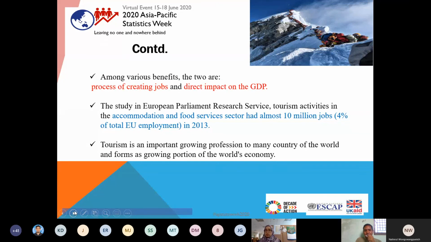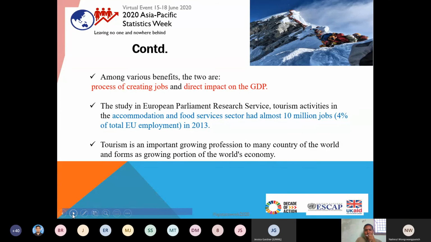The major benefits of tourism are the process of creating jobs and the direct impact on GDP. According to a study by the European Parliament Research Service, tourism activities in the accommodation and food service sectors had almost 10 million jobs, a third of total EU employment, in 2003. Tourism is an important growing profession in many countries of the world, so we have to forecast the number of tourist arrivals in every country. But I have to use the total number of tourist arrivals in Nepal. That helps us frame plans and policies for the tourism sector.